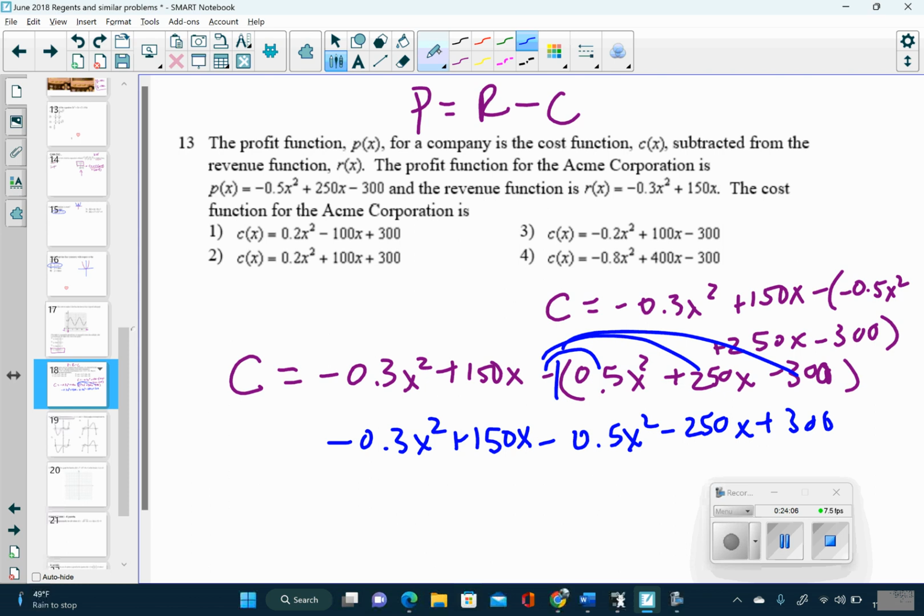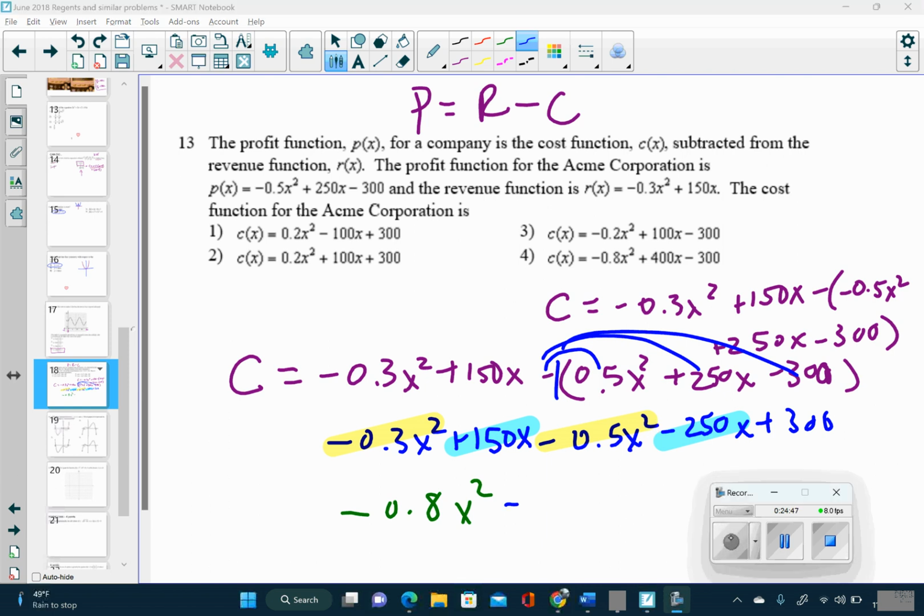Okay, so I'm going to go ahead and combine some like terms. So what are my like terms? This and this are alike. So when I combine those two, I get negative, I can use my calculator, 0.8x squared. So I can tell already this looks like it's going to be the answer. 150 minus 250. Those are also like terms, right? 150x and negative 250x. So when I combine those two, I get negative.